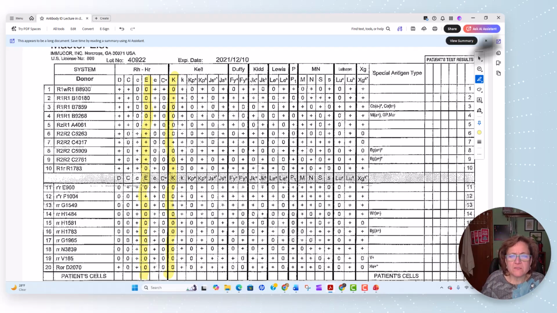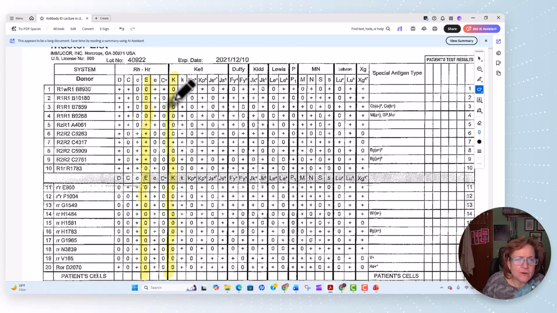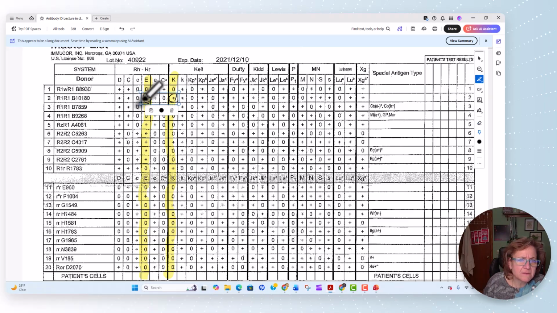So, okay, I got my two columns. Remember, we are looking for one that's positive for K and negative for E. And look right there. I got one here that's positive for K and negative for E. Remember, I kind of like you guys to highlight the why we pick them for the different ones. So let's see if it lets us. No, it's not going to let me. Okay. Well, you get the idea.